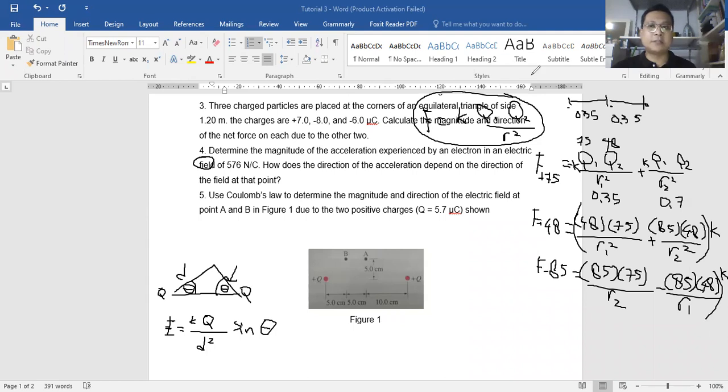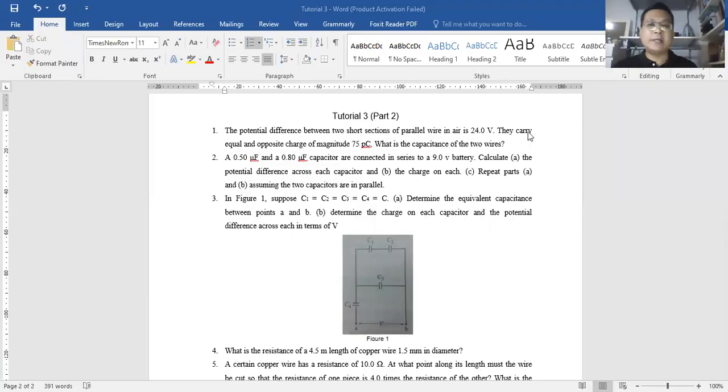Now we go to part 2 in tutorial 3. In part 2, we will implement the Faraday law. Okay, please check the questions. Question number 1: the potential difference between two short sections of parallel wire in air is 24 volts. They carry equal and opposite charge, magnitude 25 pC. What is the capacitance of the two wires?